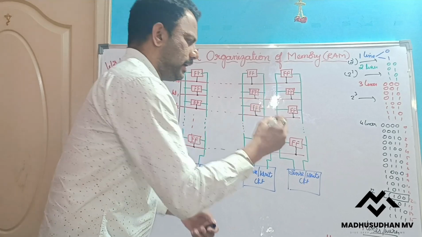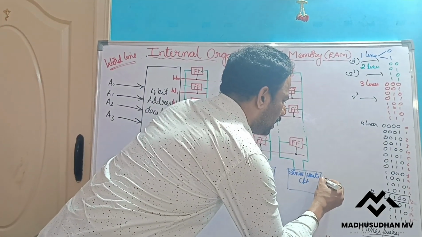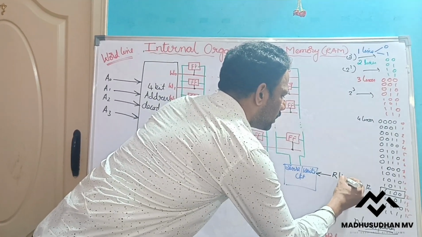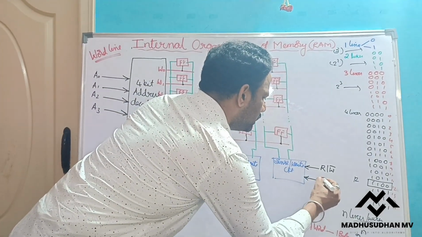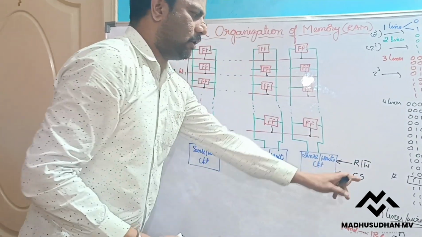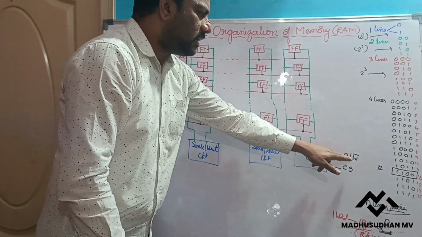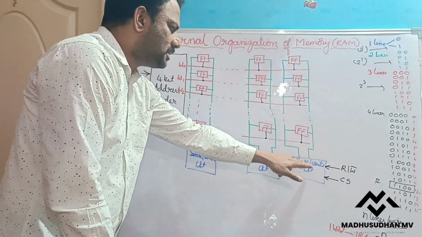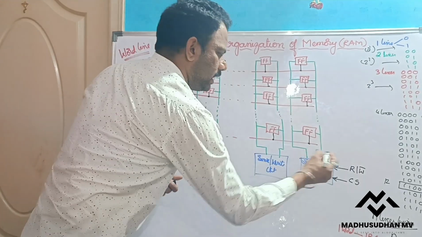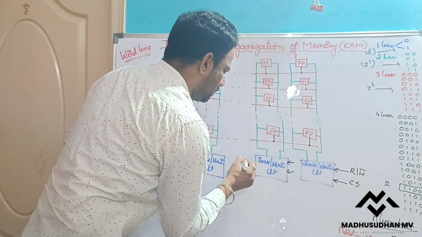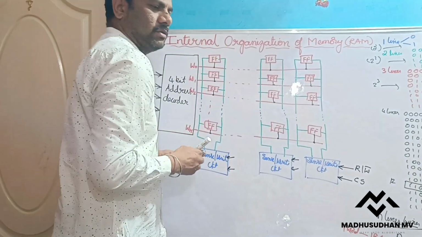That will be decided by two signals. One is read or write bar, and one more is called chip select, CS. I will tell you about that later. Based on this read/write bar signal, it is given to all the sense or write circuits. All these are internally connected. These two signals are given to all these sense or write circuits.